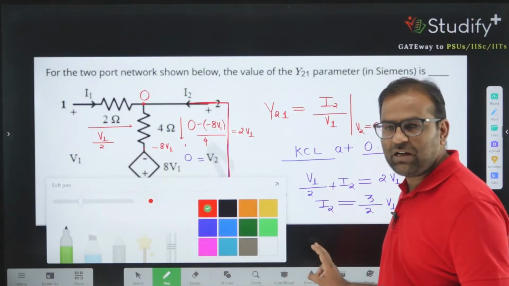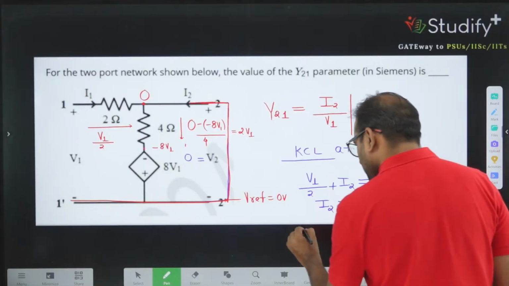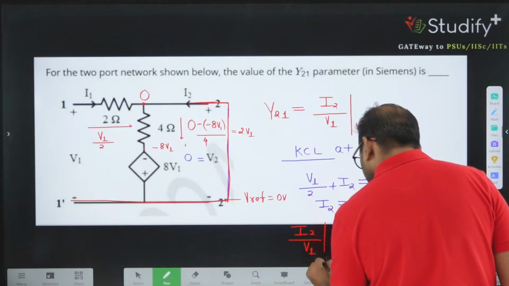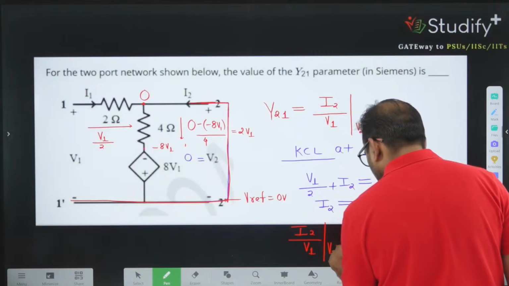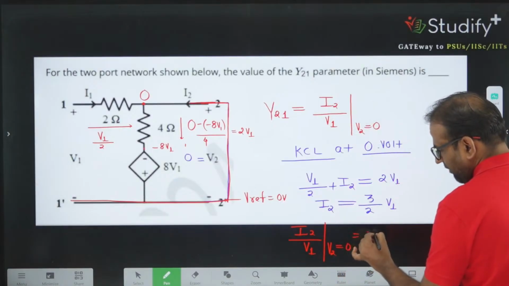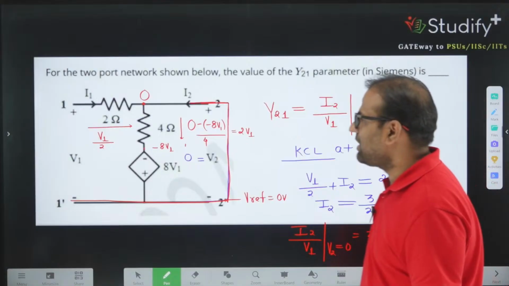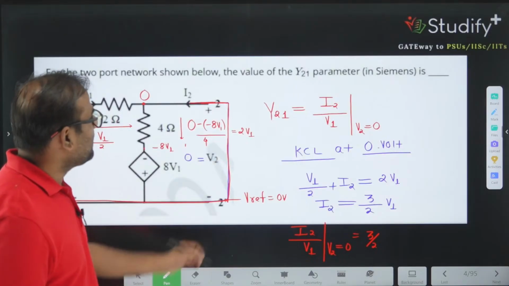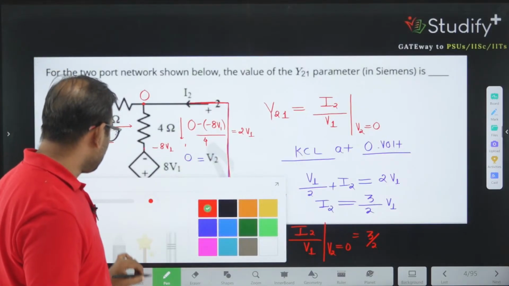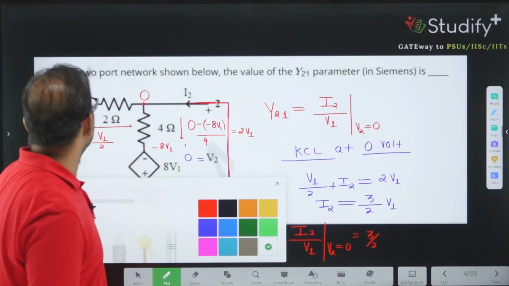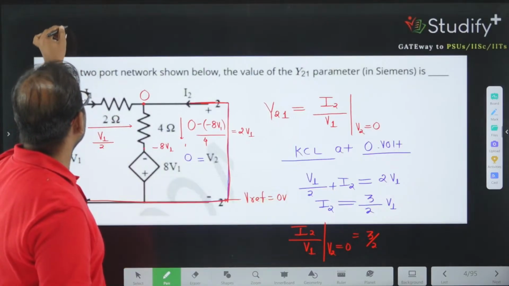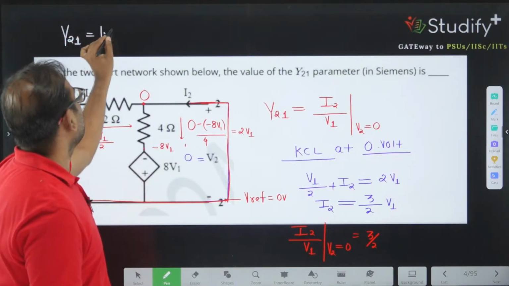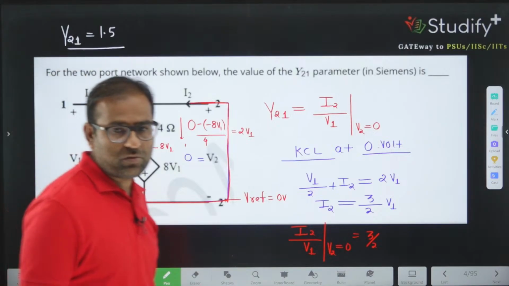Can I answer it in one line? I am interested in the I2 by V1 ratio, so I2 divided by V1 by making V2 equal to 0, that is equivalent to 3 by 2. So what is the correct answer? They are asking about the Y21 parameter, and the Y21 parameter for this question is 1.5. I hope you have understood it.